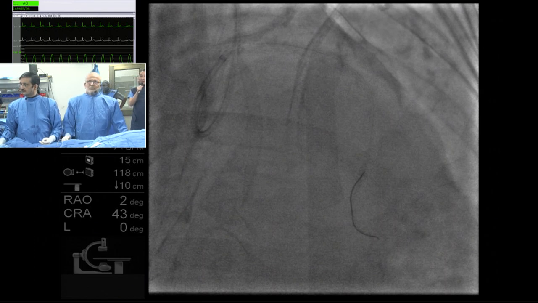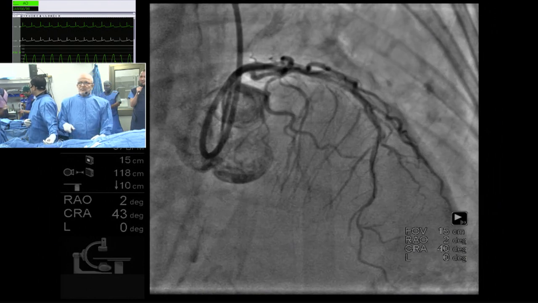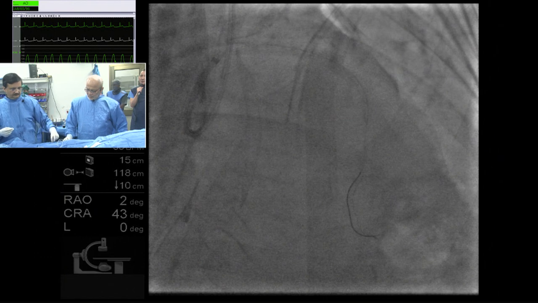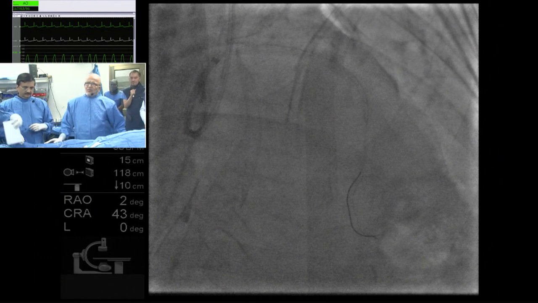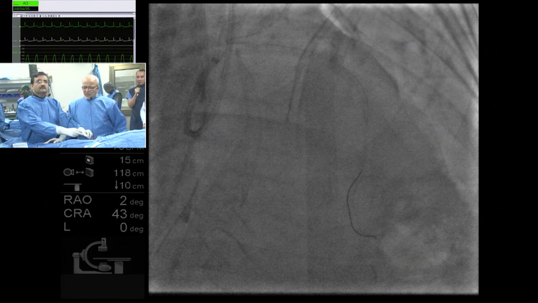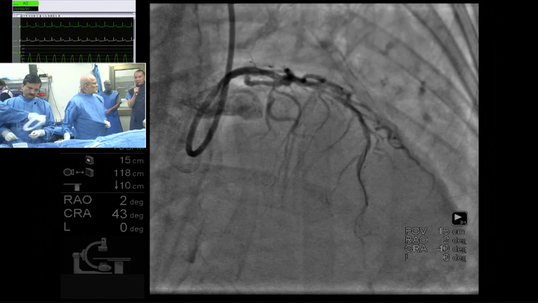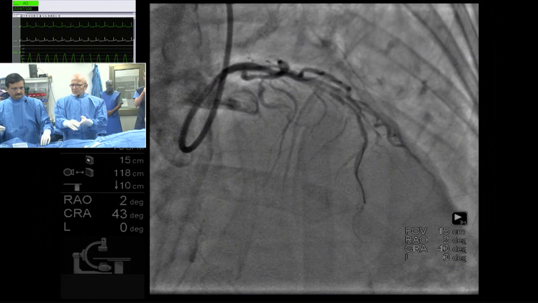But this is a 6-French guide. That means we need a 1.25 burr. With a 5-French, and with a 6-French, you can pass up to a 1.75 burr. Yeah, 1.75 will be a little tight, 1.5 will be perfect. Correct. But once they cut the burr, we can put a 6-French guideliner down this.